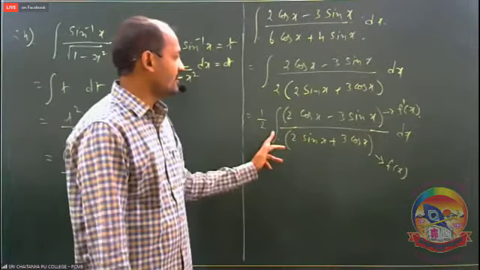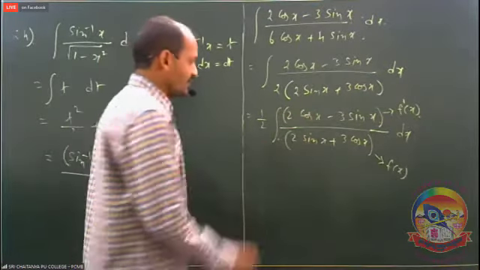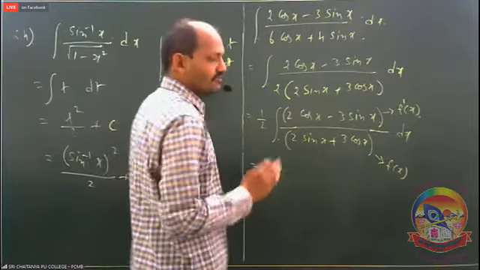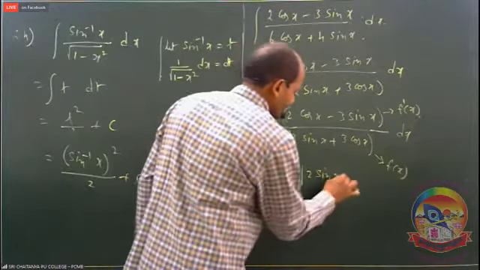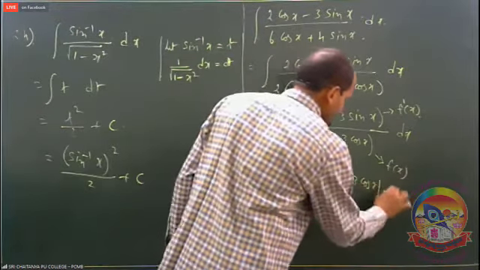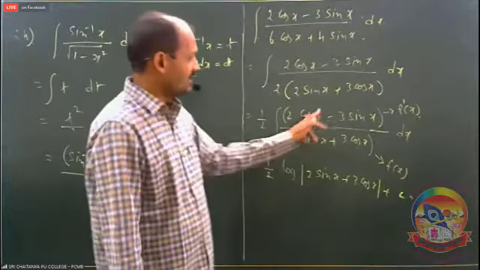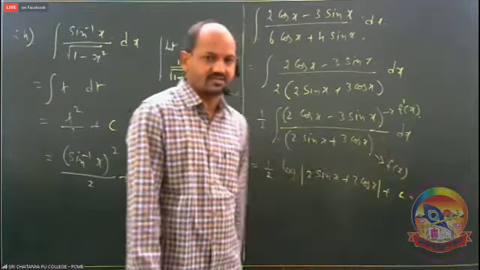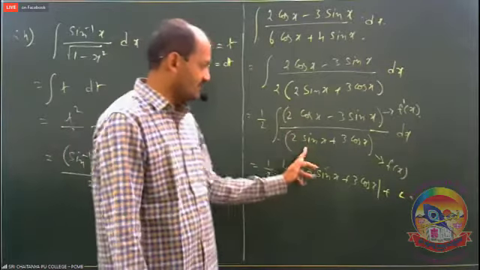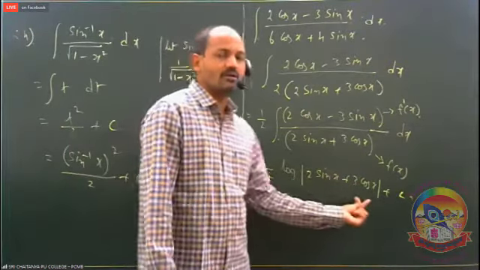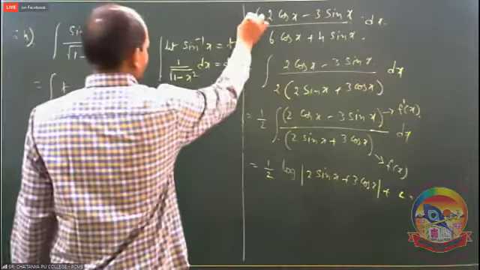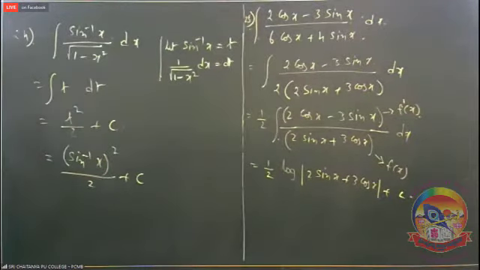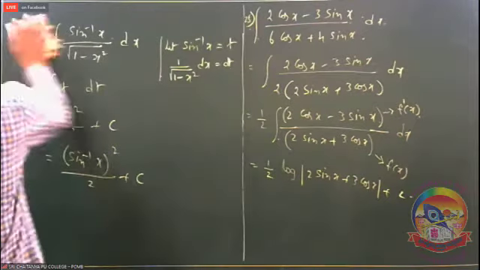Okay? Integral of f dash of x by f of x. What is the formula? Log mod f of x plus c. So log mod 2 sin x plus 3 cos x plus c. Clearly, the integral of f dash x by f of x dx is equal to log mod f of x plus c. Okay, write down. Next question.